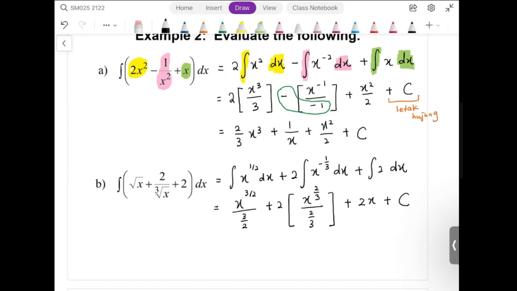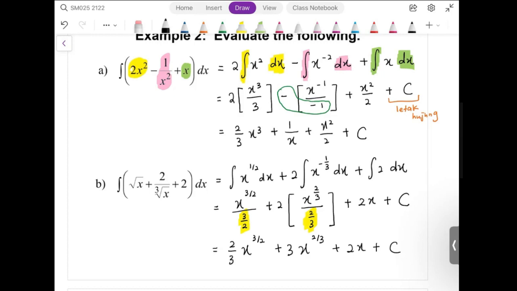Kat hujung, jangan lupa. And then moving on to the final step, same as before, we cannot have a fraction on denominator part. So you have to simplify this up. Basically, just flip it over. So we get 2 over 3, x to the power of 3 over 2. Next one, 3 over 2 times 2. So we get 3 x to the power of 2 over 3, and then last one plus with 2x plus c.